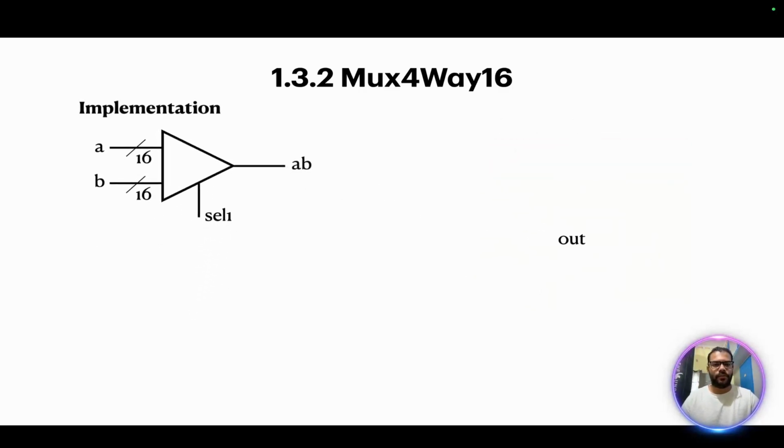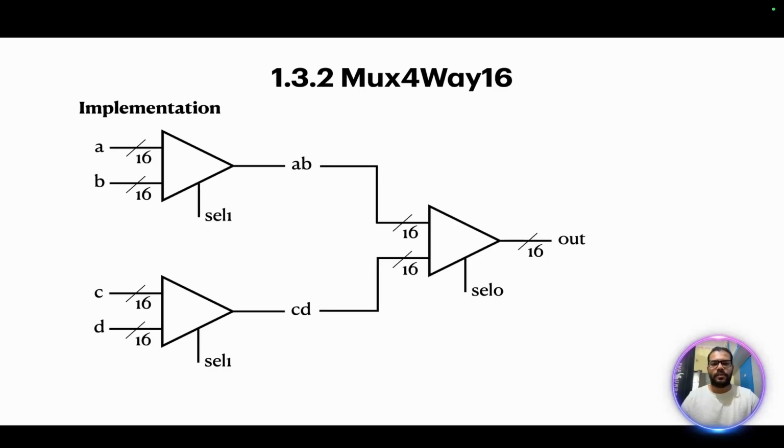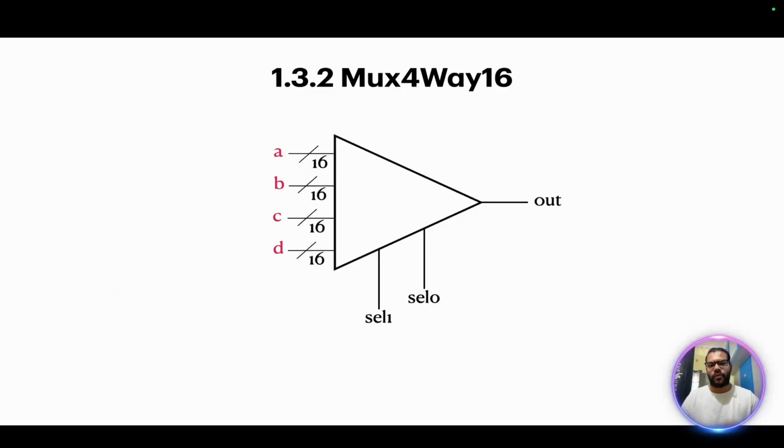Let's look at the implementation now. We start with the MUX 16 that we have already built before. We pass A and B using selector 1 to get a selection between A and B. Similarly, we pass C and D, and use one more MUX chip to get the output. Notice the first selection is done using selector 1 and the next one is done using selector 0. So you have 4 inputs A, B, C, D, each of them 16 bits, and you're using MUX to select one of them. So 4, 16 and MUX gives you MUX 4-way 16. We'll look at the HDL implementation in some time.